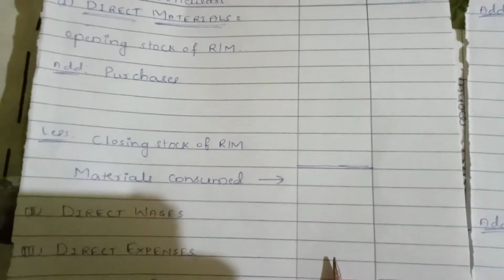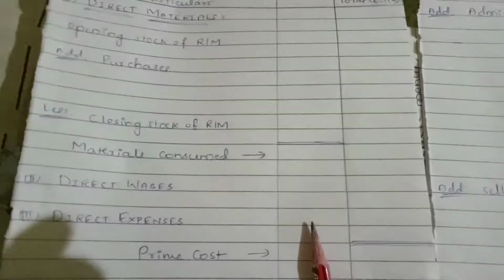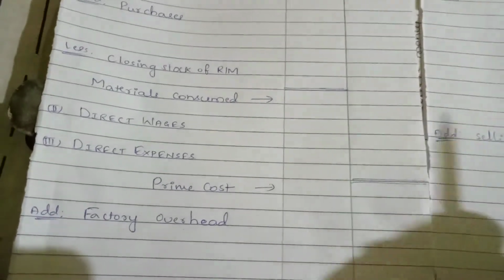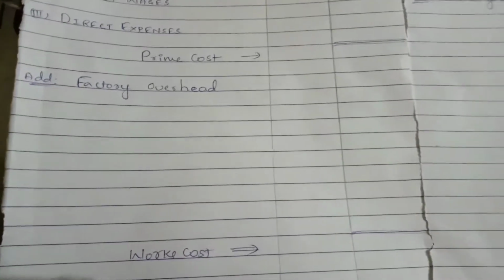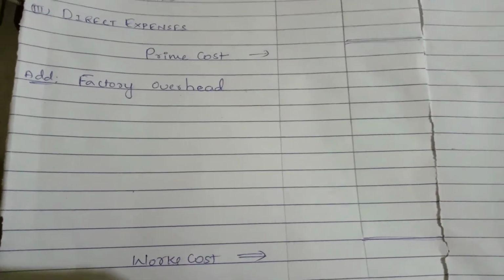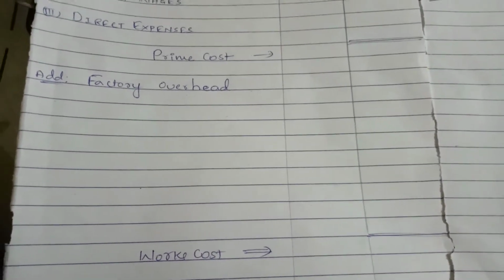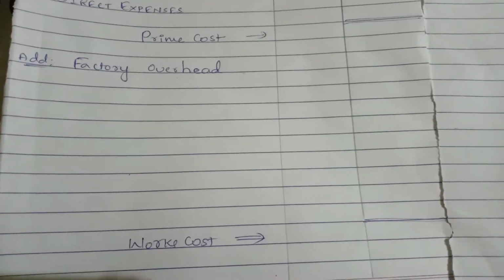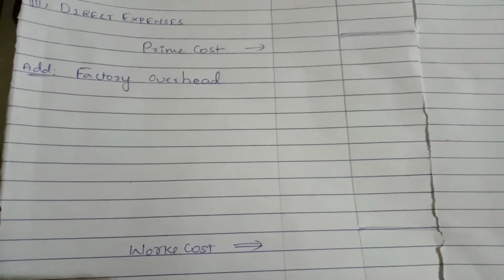Direct materials: opening stock of raw materials, add purchases, closing stock of raw materials, materials consumed, direct wages and direct expenses, that gives us the prime cost. To that we add the factory overhead. Here I have left sufficient space to write the items which will fall under the factory overhead, and at the end it will be works cost.